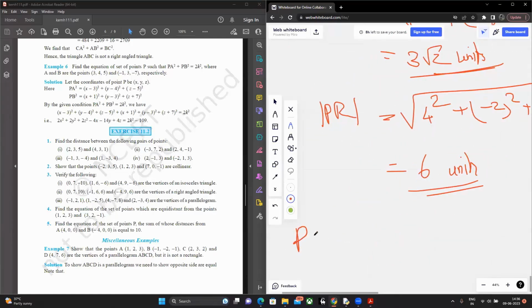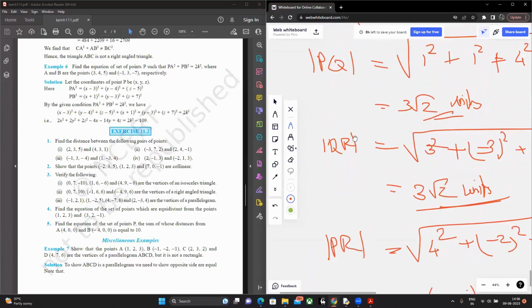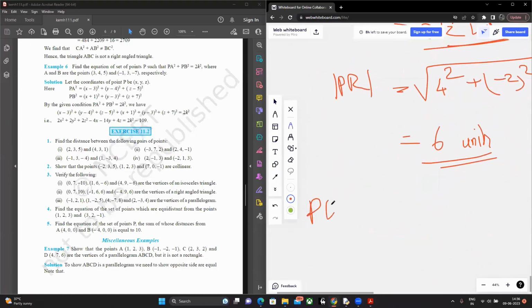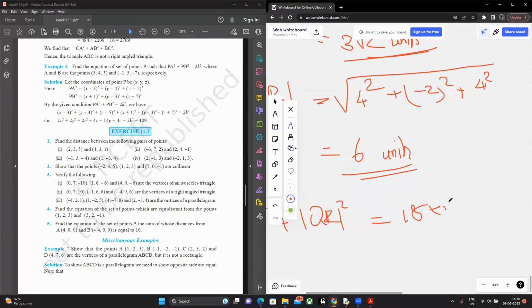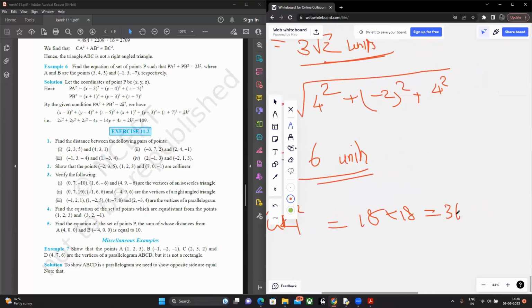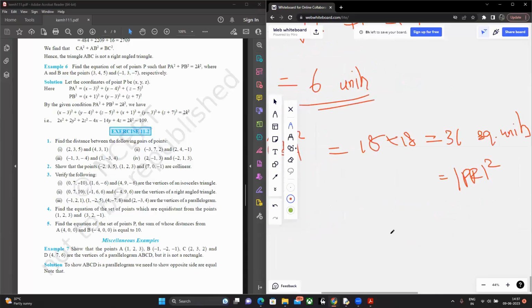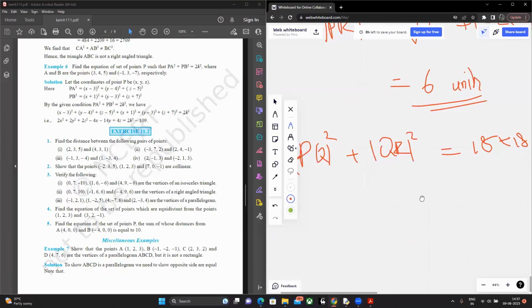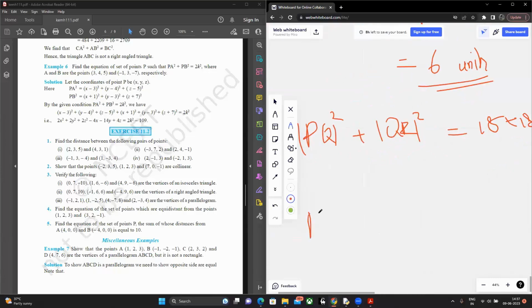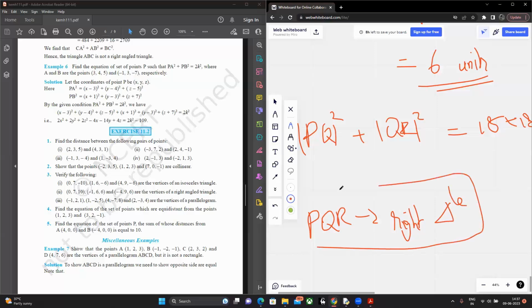Now, notice that PQ, QR, and PR form a triangle because I've already shown it to you earlier. And you have mod PQ squared plus mod QR squared is going to be 18 plus 18, that is 36 square units, which is basically equal to mod PR squared. Since mod PQ squared plus mod QR squared is equal to mod PR squared, therefore PQR is a right triangle because it follows the Pythagorean theorem. And the Pythagorean theorem is a sufficient condition to prove that a triangle is a right angle triangle.